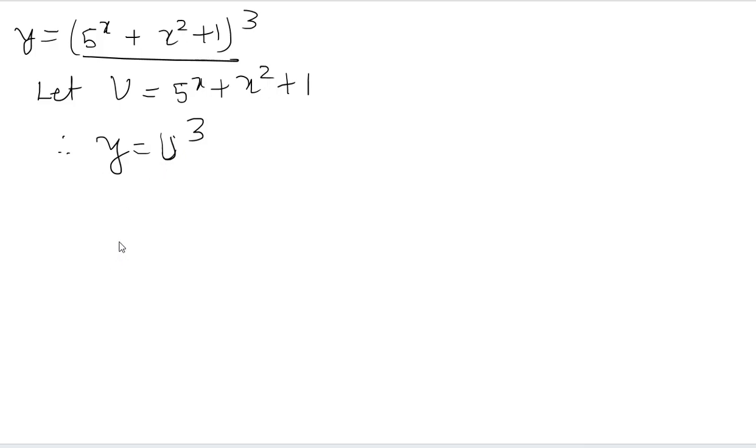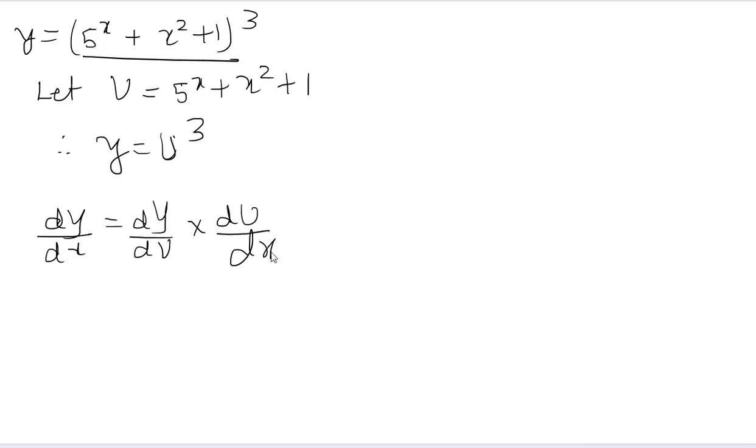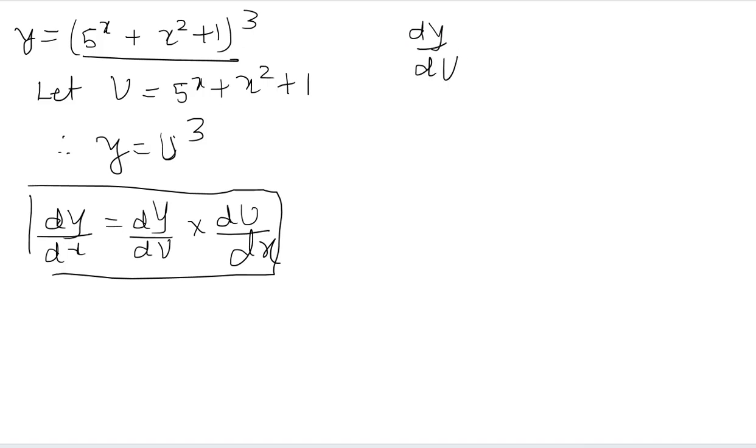Now, whenever we see any bracket part raised to 3 and anything complicated, we replace the bracket part by u. So your dy by dx will become dy by du into du by dx. This formula has to be memorized by heart. dy by dx is dy by du into du by dx. This is a formula which one has to learn by heart to solve such problems. So now we find dy by du, that is this first part.